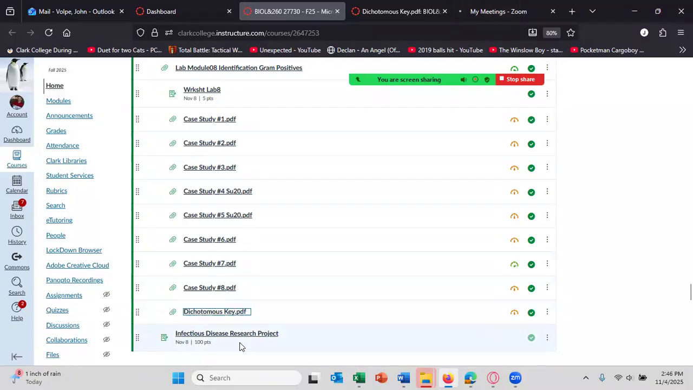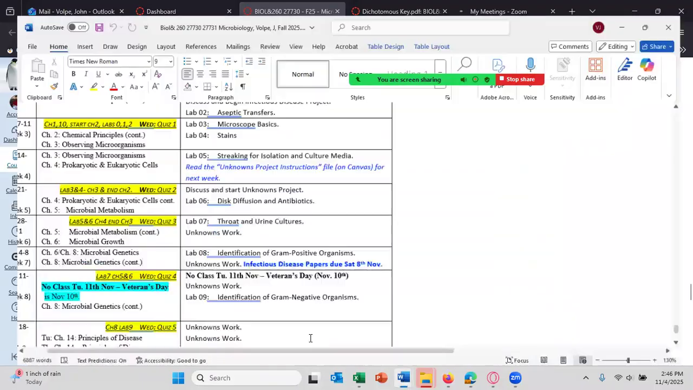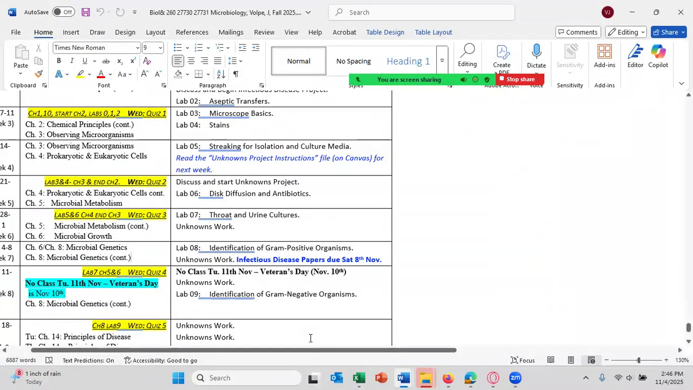Remember, your infectious disease research project is due November 8th. That is this Saturday. And why didn't I see that on the syllabus here? I just didn't read it. Infectious disease paper is due this Saturday. If you haven't picked a topic, make sure you okay your topic with me first, or you'll get a 10-point penalty. You were supposed to be doing an infectious disease.